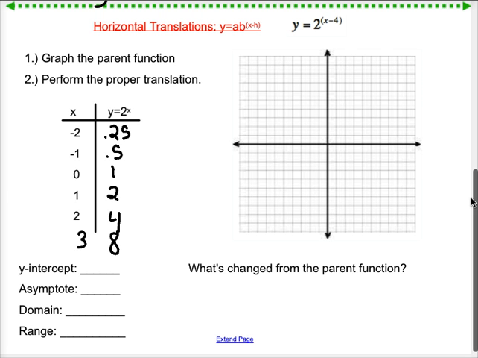All right, so let's plot our parent function. So negative 2, 0.25, negative 1, 0.5, 0, 1, 1, 2, 2, 4, 3, 8.